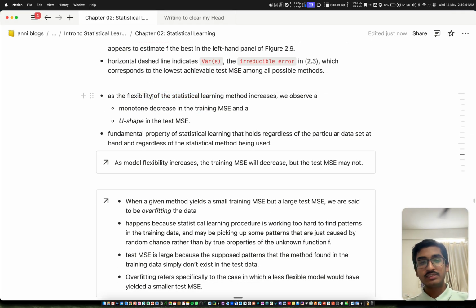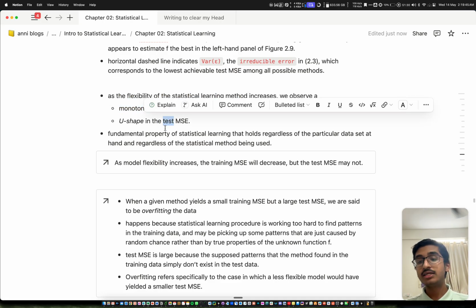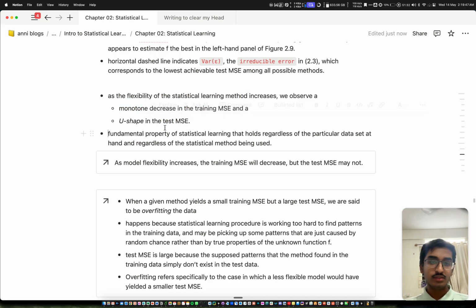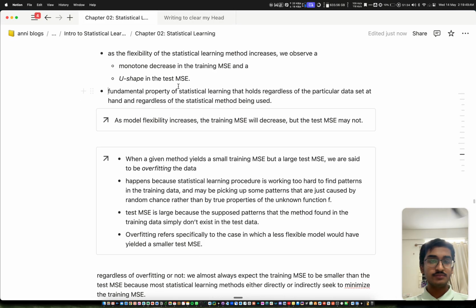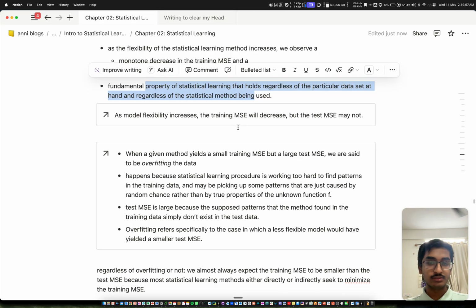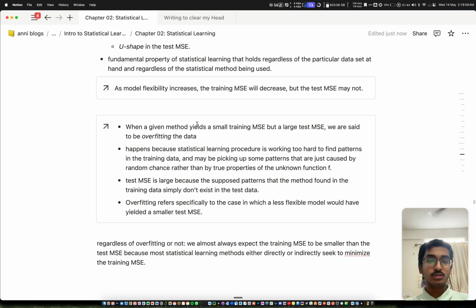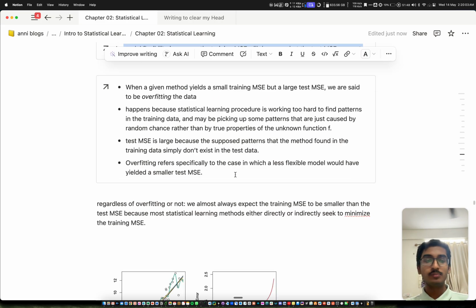So yeah, as I said, as the flexibility increases, we observe a decreasing training MSE and a U shape in the test MSE. And it's a fundamental property that holds regardless of the particular data set, regardless of the statistical method being used. It doesn't matter, it holds. So as flexibility increases, training MSE will decrease, but test MSE may not.